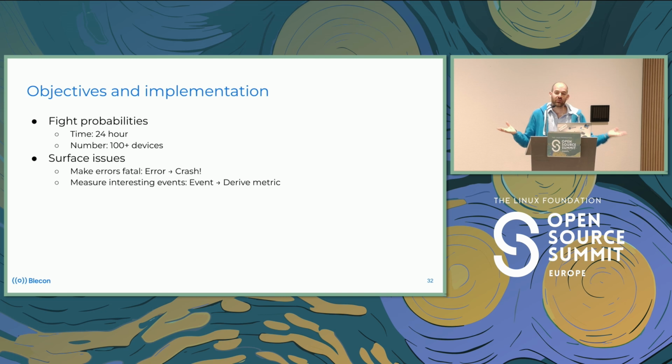So what's the objective there? It's really about finding those lower probability bugs. We expanded the number of dice we're rolling by running those tests for at least 24 hours, and also expanding the number of devices to over 100. In terms of making sure we can surface issues when they happen, we've taken a pretty radical approach. Any error, be it small or big, we make the device crash, and that lets us trigger a core dump, and that's very visible to everyone. We get emails and so on, you can't ignore it.